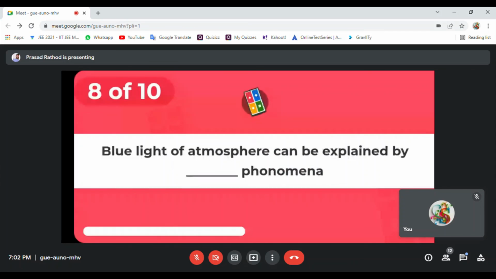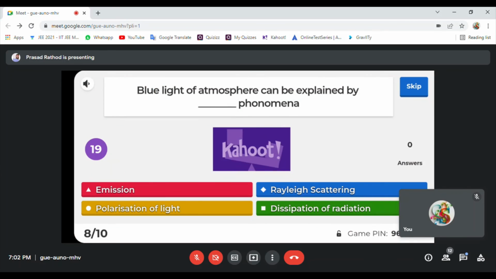Blue light of atmosphere can be explained by dash phenomena. It's pretty easy. Emission for red, Rayleigh scattering for blue, polarization of light for yellow, and dissipation of radiation for green. Blue light of atmosphere can be explained by which phenomena from the options given below?